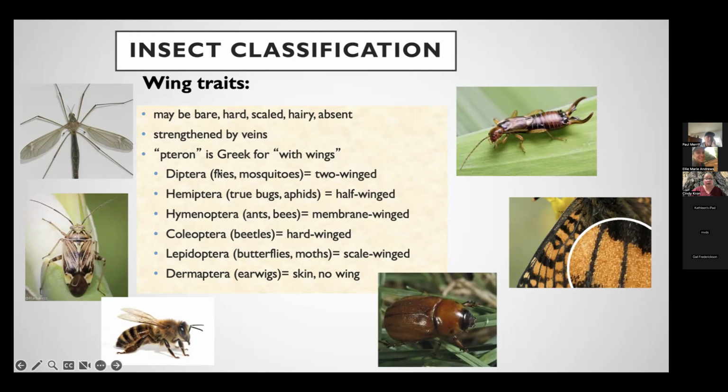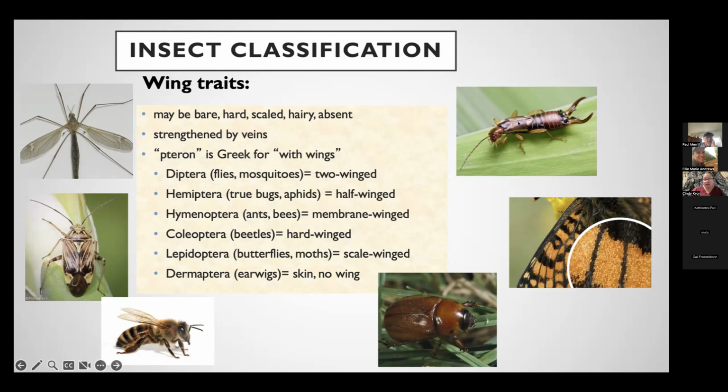So Diptera, di being two, and ptera being wings, two-winged. This is flies and mosquitoes, and you have two wings and then two halteres. Hemiptera is hemi being half and ptera meaning wings. This is the half winged. Hymenoptera, membrane winged is what it stands for. Coleoptera is hard wings. These four wings are hardened. Lepidoptera, scale winged. We have these scales in the wings, and then Dermaptera is skin or no wings.